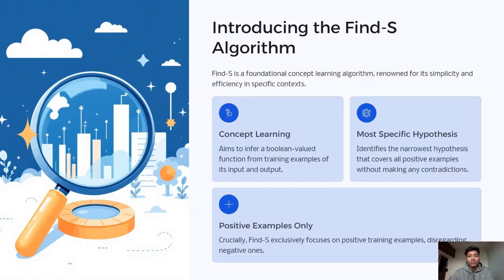Now, introduction of the Find-S algorithm. Find-S is a simple concept learning algorithm. Here's the interesting part: it works only with positive examples. It aims to find the most specific hypothesis that covers all positive training examples without contradicting any of them. Because of this, it's very fast and easy to apply, especially when the data follows clear patterns.